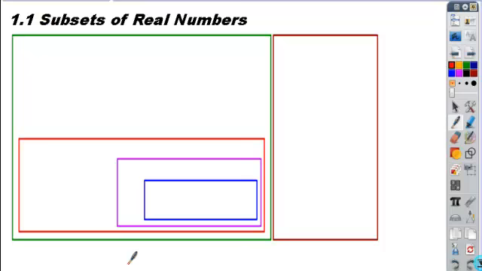Just the subsets of real numbers. Again, real numbers are any number that can fall on a number line. And the subsets will start with the most restrictive one. Do you guys remember what those were? The restricted ones were natural numbers.